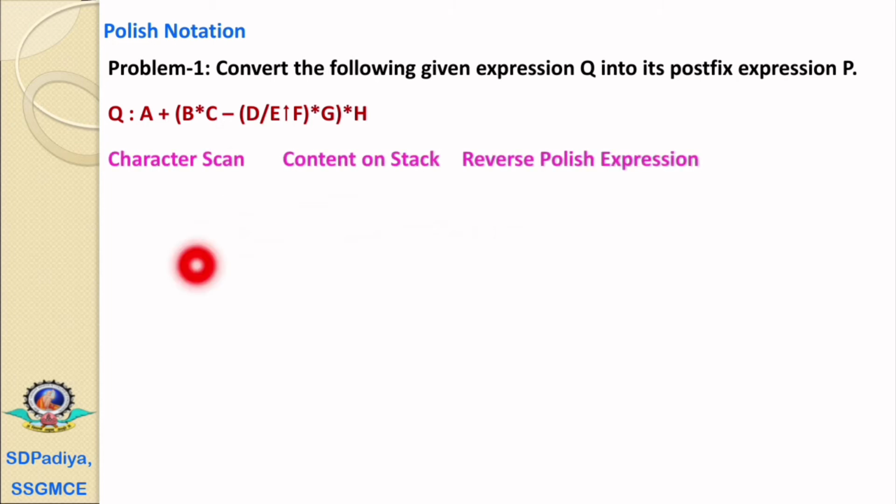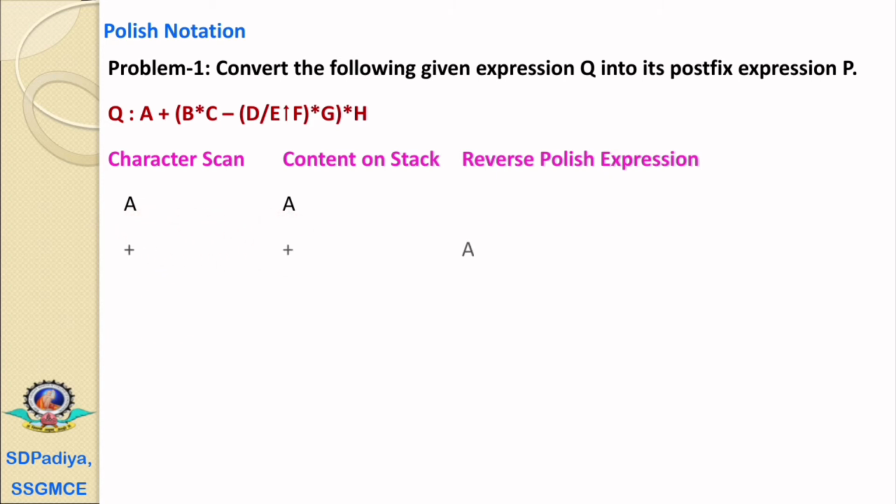To convert any infix into postfix, we have to write down three columns. The first is scan character, second is content on stack, and third is the final expression, that is the reverse Polish expression. Now we scan the elements of the given infix expression one by one. The first is capital A. We have scanned the first element, capital A, and pushed it on the stack.